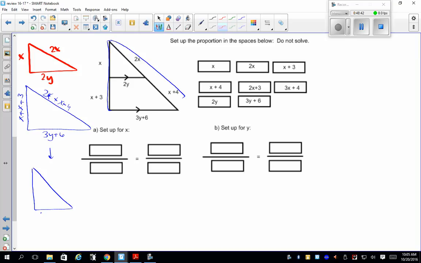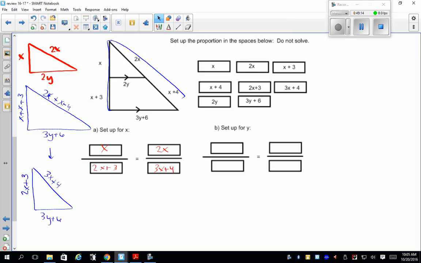So when I combine the terms for the blue triangle, 2x plus x is 3x plus 4. X plus x is 2x plus 3. All right, so now I'm going to do red over blue. So the red triangle to solve for x, I could do x over 2x plus 3, the side over the side, equals the hypotenuse, 2x over the hypotenuse of the other one, 3x plus 4.